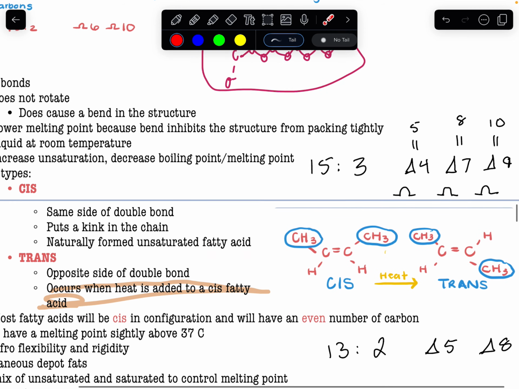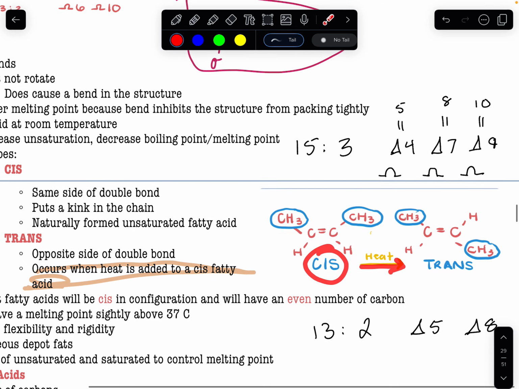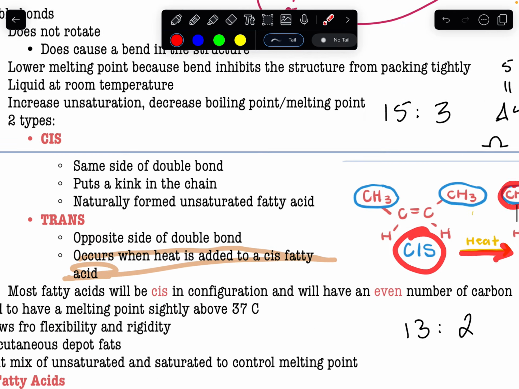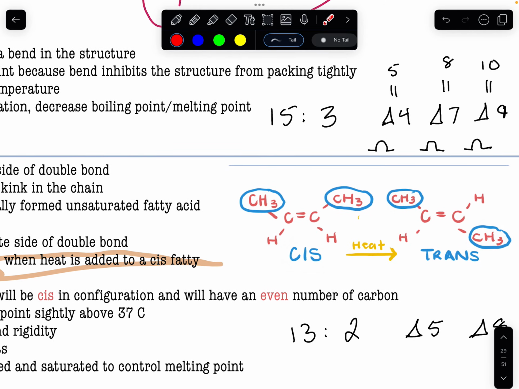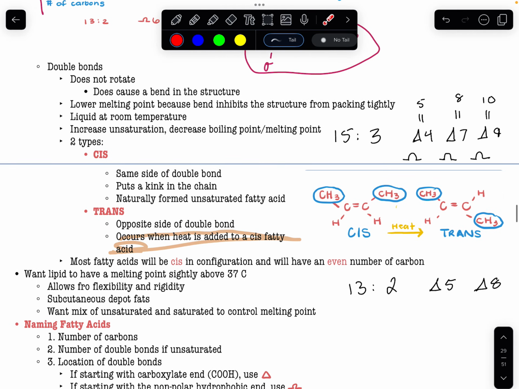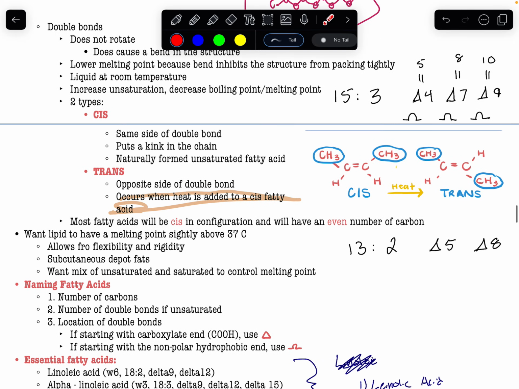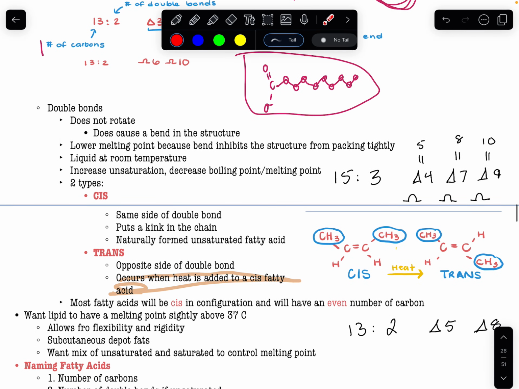Now, let's say we wanted to get these fatty acids to stack a little bit better. We would add heat to the cis conformation fatty acids, and as a result, we're going to flip our functional groups on the opposite sides of the double bond, and it is going to help it pack a little bit better. However, it's still not going to pack as well as saturated fatty acids. And for the most part, that's all we need to know for that. So just being able to recognize that cis conformations are naturally formed in unsaturated fatty acids, and if you want to change the conformation, you add heat, and what it does is it just flips these groups on opposite sides.